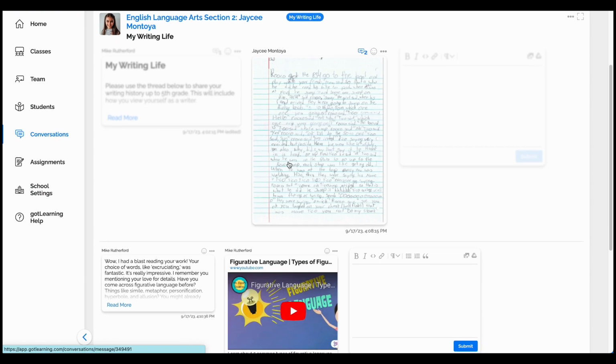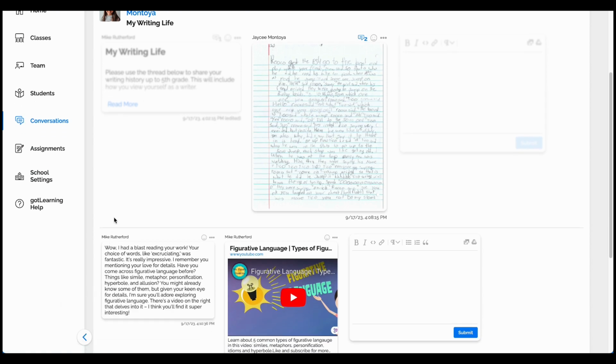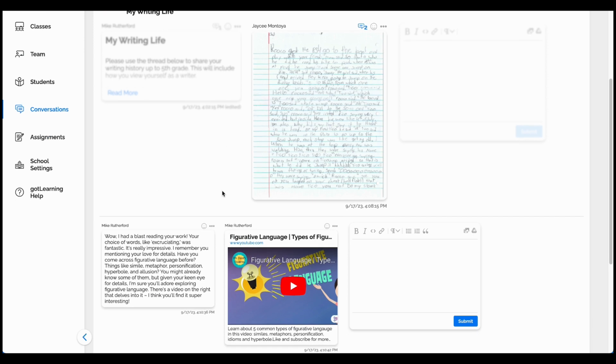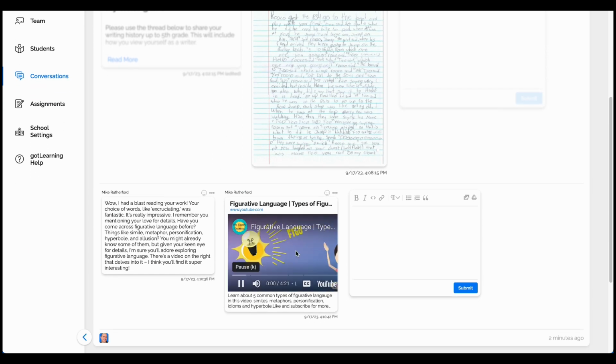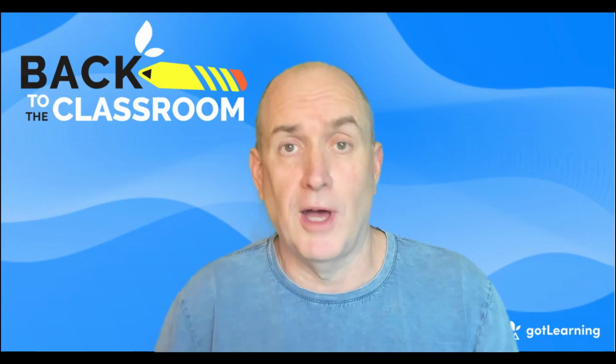So let's take a look at those threads, and you'll see below I acknowledged that I read her story and pointed out that she does give excellent detail. But one of the things I noticed is that she was not using figurative language. And for someone who is interested and is proclaiming that they are really into details, I think she's ready for figurative language. So I attached a YouTube video so she could actually learn a little bit about experimenting with figurative language.